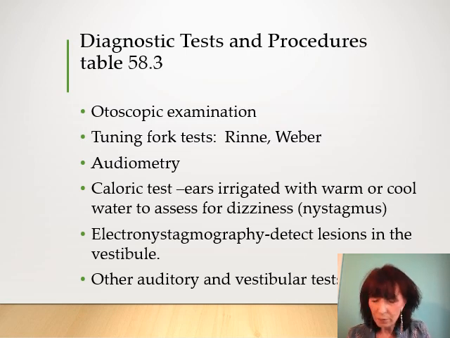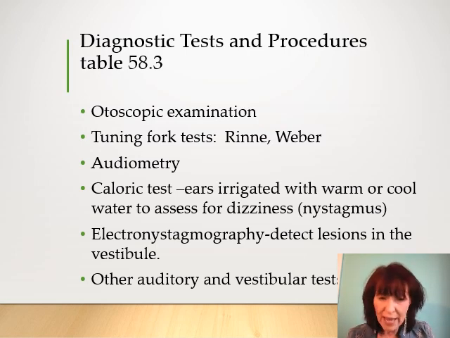So normally, air conduction is better than bone conduction. So that's AC greater than BC. Important to remember that. AC better than BC, air conduction better than bone conduction. And that is in your book under the Rhine test.